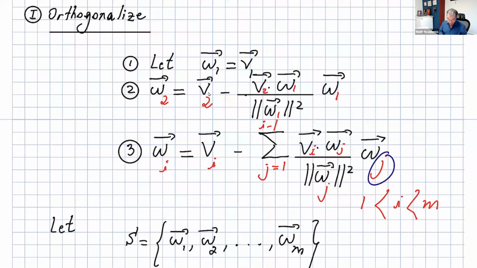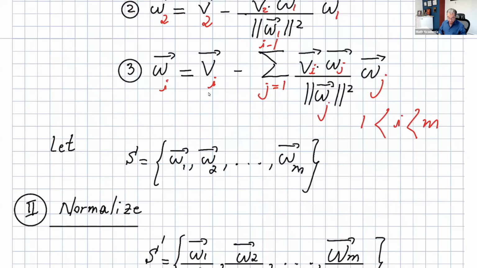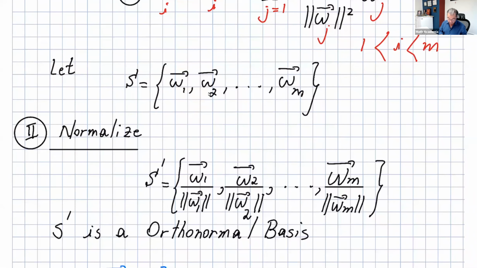In general, if you want to find any Wi, it's going to be Vi minus the sum of j equals 1 to i minus 1, of Vi dot Wj divided by the norm of Wj squared, and that's times Wj. Please be patient. You're going to see, and you go from 1, i is between 1 to m. So once you do that, then you can find W1, W2 up to Wm.